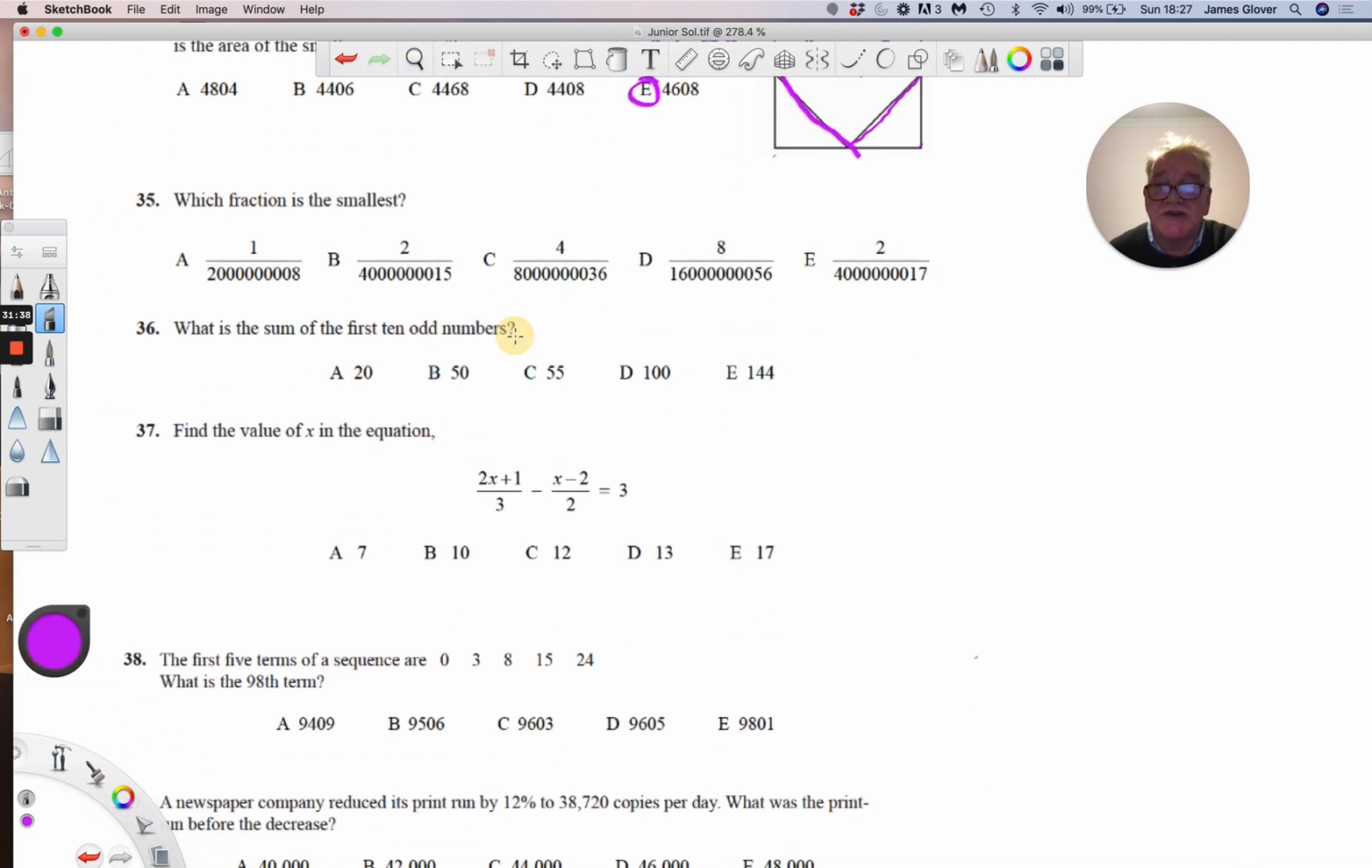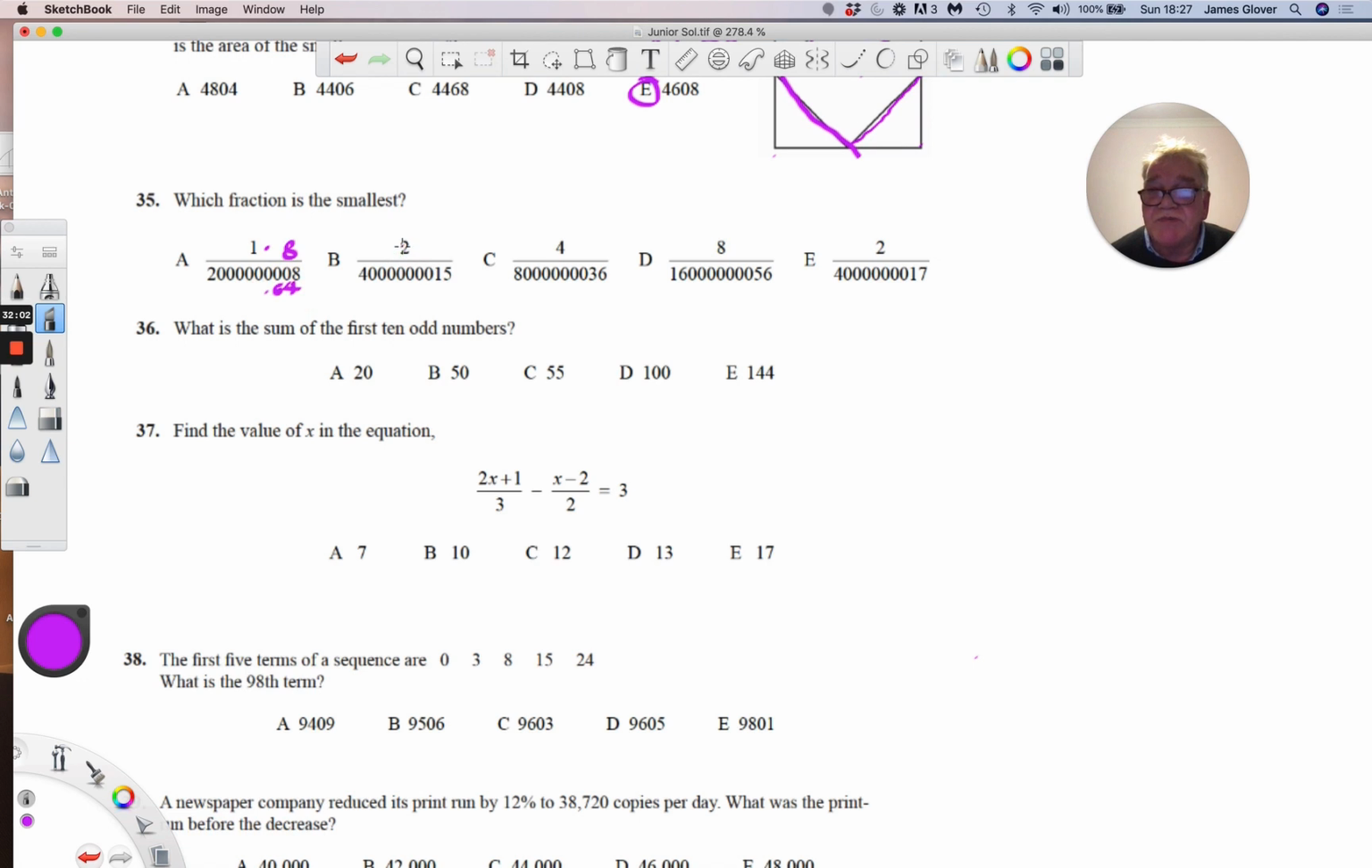Which fraction is the smallest? We can compare the numerators here. If we were to multiply top and bottom of this fraction by 8, the top would be 8 and the denominator would end with 8 times 8, which is 64.